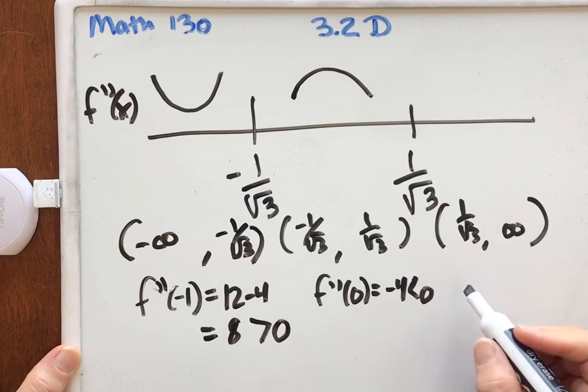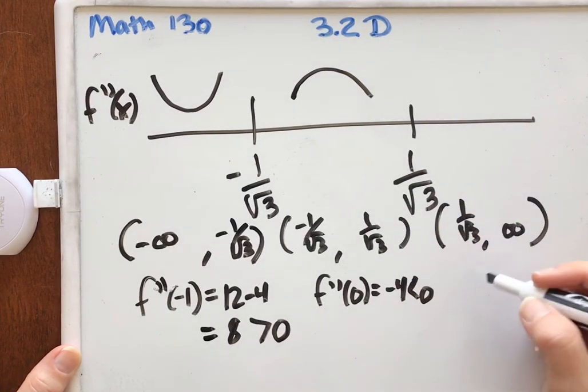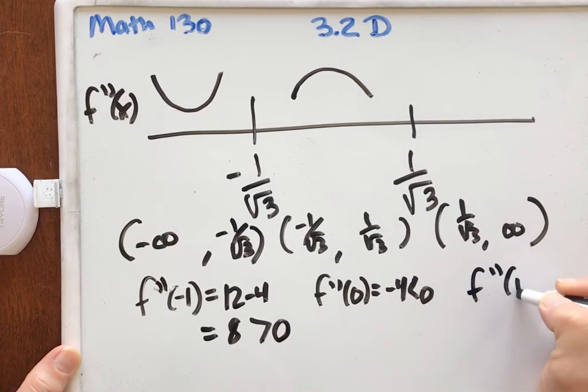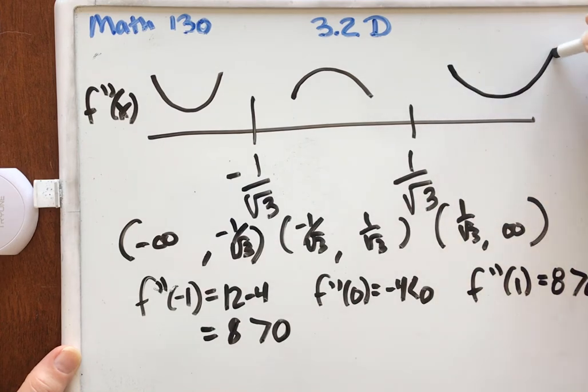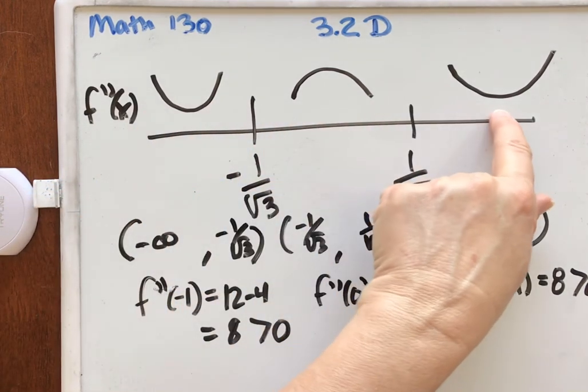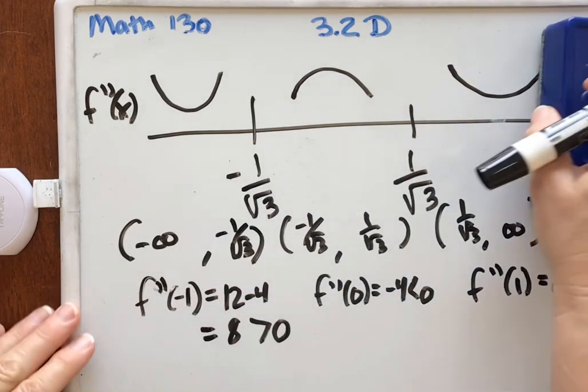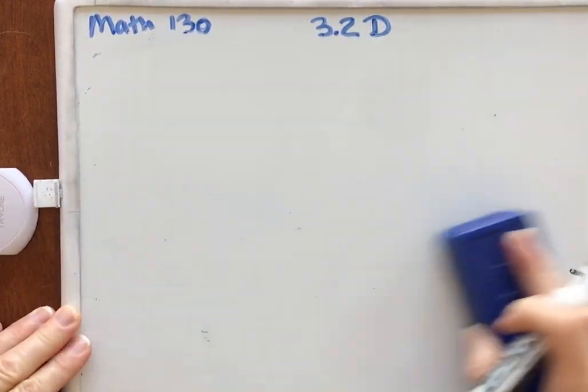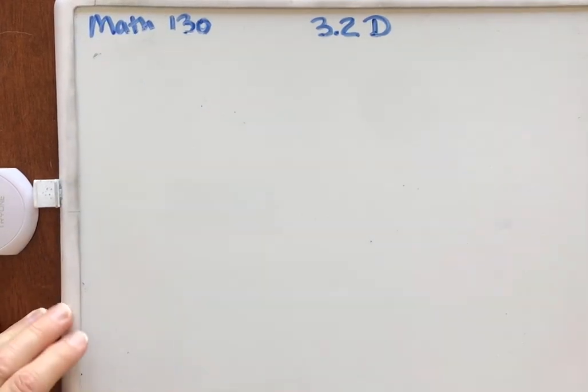All right, now we're going to test here. How about f double prime of 1? That equals 8, and that's greater than 0. So that's going to concave up. So we're going to finish this problem now and do our best to graph this. We know we have concave up, concave down, concave up. So we have a lot of information now to make this graph.